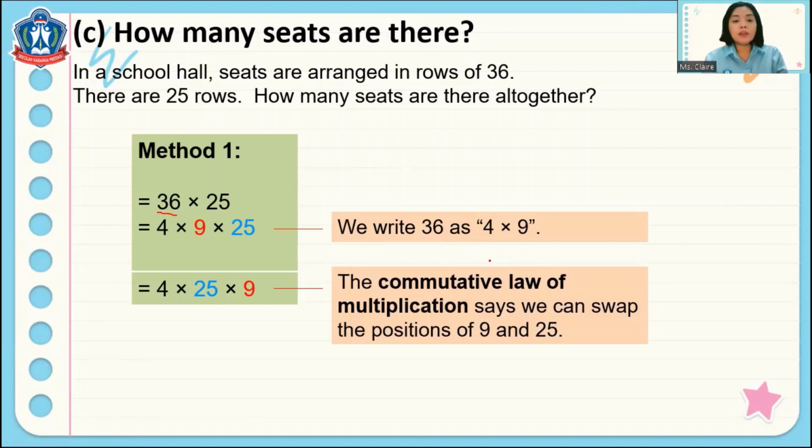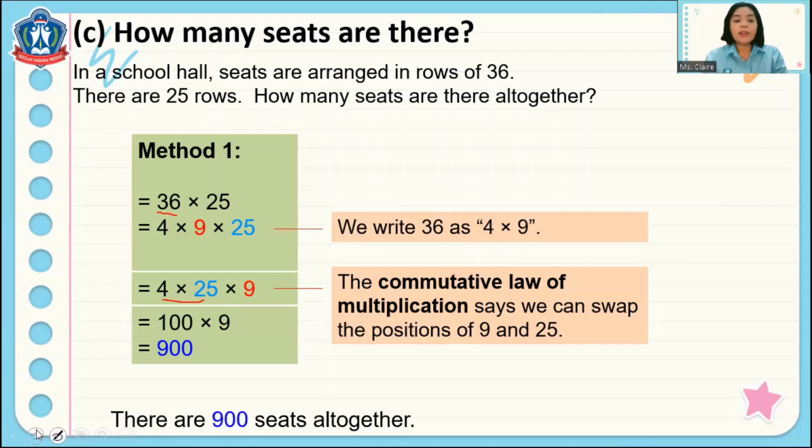So instead of multiplying 4 times 9 times 25, we can start multiplying which one? The 4 times 25. Why? Because that is easier to multiply. 25 times 4 is 100. After that, multiply it by 9, so the total is 900. Therefore, there are 900 seats altogether. So that is what we call commutative law of multiplication.